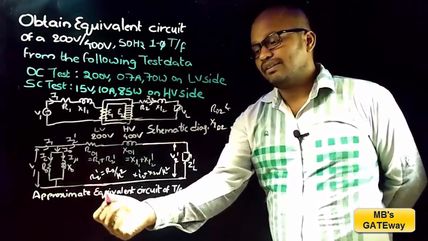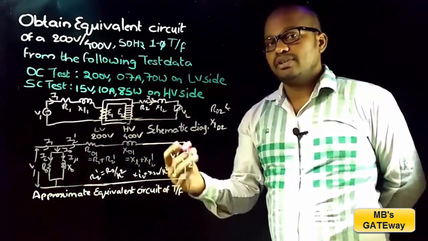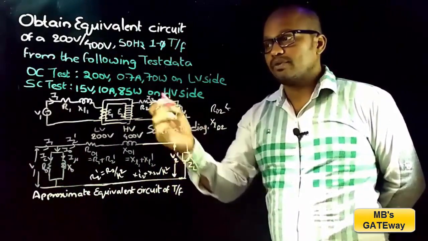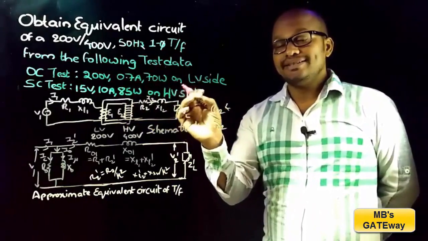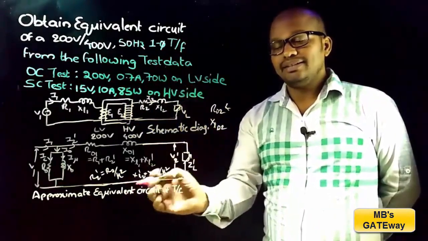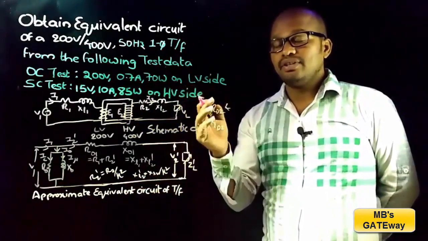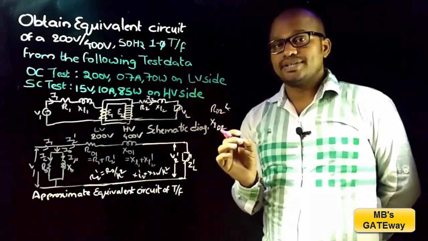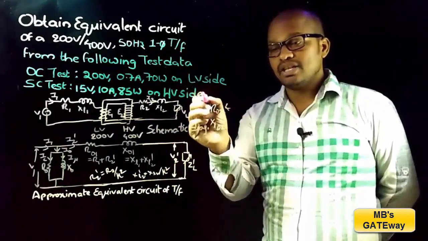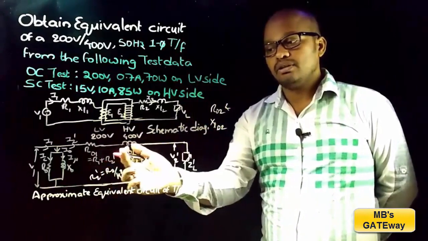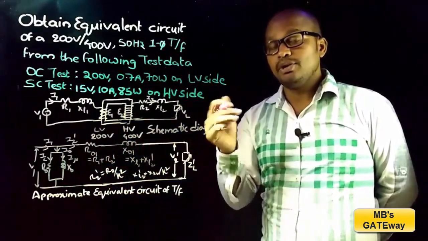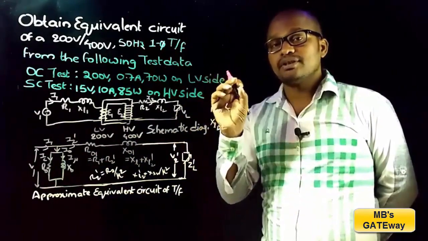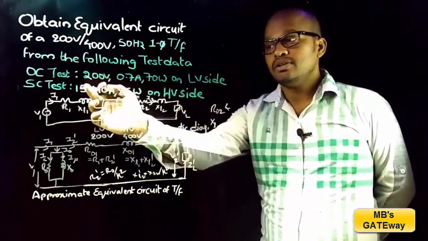And it is discussed that from open circuit test we can find the shunt branch elements R0 and X0 of electrical equivalent circuit of transformer, and we can also find the iron loss of the transformer from open circuit test. And from short circuit test we can find the series branch elements of the electrical equivalent circuit of transformer, and we can also find the copper loss of the transformer, and that series branch elements could be R01 and X01 or R02 and X02, depending on the side at which the meters are placed while performing the short circuit test.